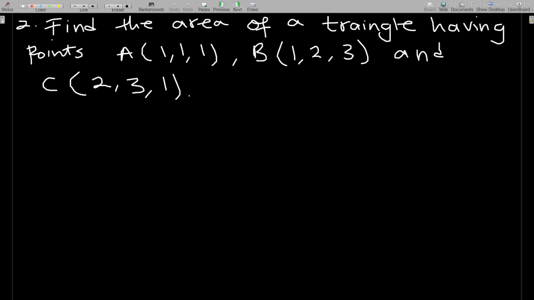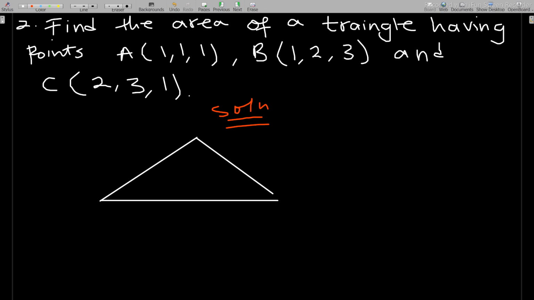Now let's take a look at the different type of questions that we have here. Find the area of a triangle having points A, which is that, and B, which is that. If you remember, we said you can extend the application of cross product to the area of a triangle. For this question, you need to analyze it very carefully, because the vertices have been given, but we don't know how to use the vertices to solve the area of a triangle, but we know how to use the vectors of the adjacent sides of a triangle to solve the area.